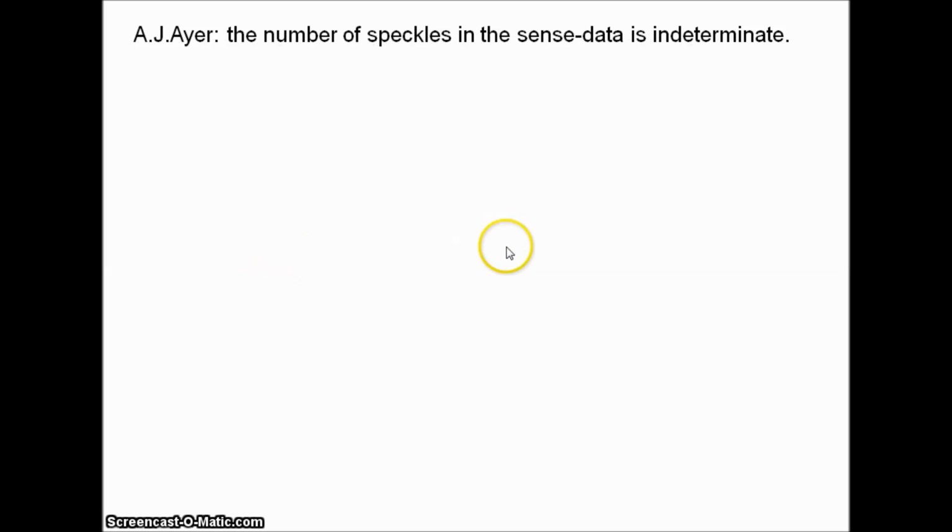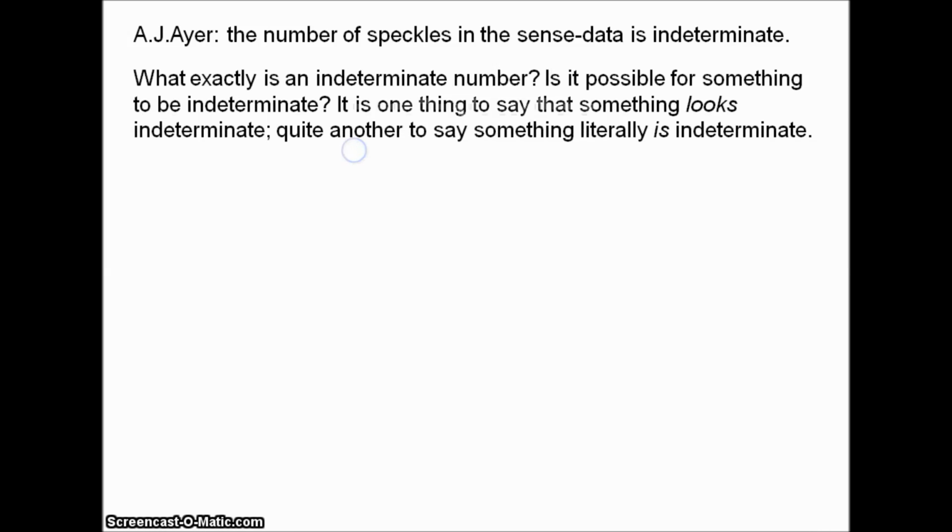Now, A.J. Ayer argued that in this case, the number of speckles in the sense data is literally indeterminate. So there are an indeterminate number of speckles in the sense data. Some problems here. First of all, we can ask, what exactly is an indeterminate number? Is it possible for something to be literally indeterminate?